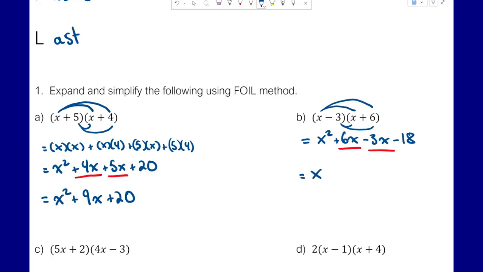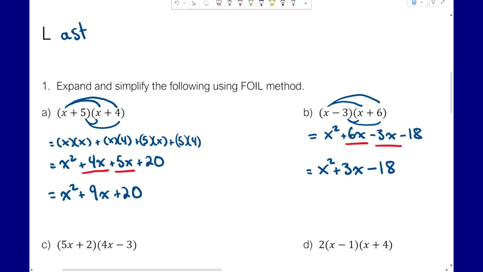So the x squared stays the same. 6x minus 3x. So again, look at the sign in front. That will tell us what the operation is. So 6x minus 3x, or 6 minus 3, is positive 3x minus 18. And there is my expanded and simplified form.